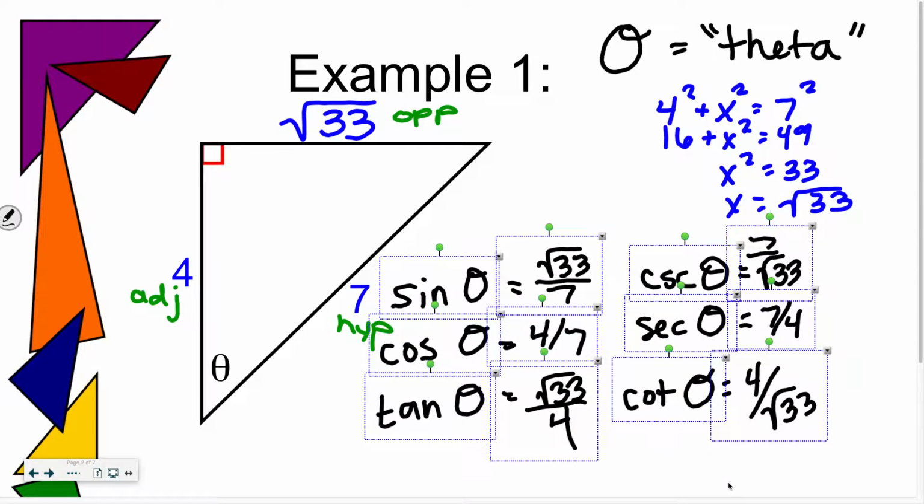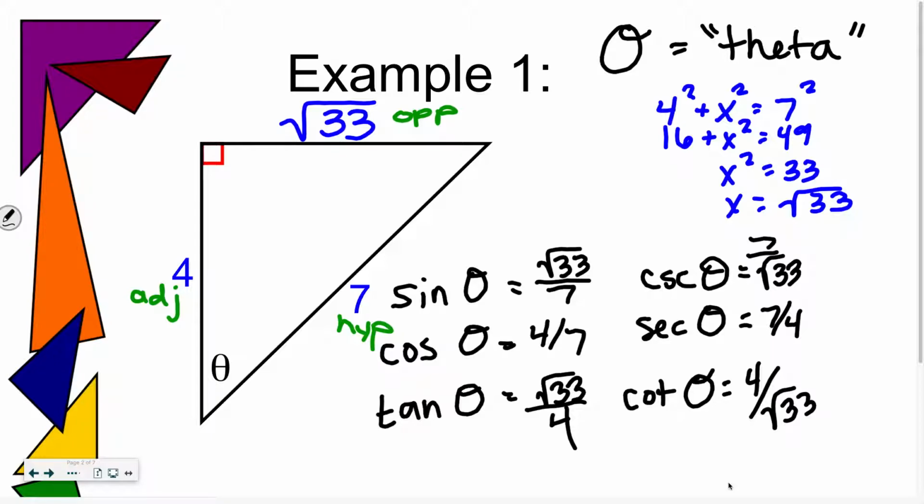Okay, rationalize the denominator for cosecant, rationalize the denominator for cotangent. We still want to write things in what we would call a simplest form or proper radical form. So we have to rationalize the denominator. I'd multiply by the square root of 33 on the top and the bottom. So that's going to be 7 square root 33 over 33, because the square root 33 times the square root 33 will be 33. And then down here we'll get 4 square root 33 over 33.